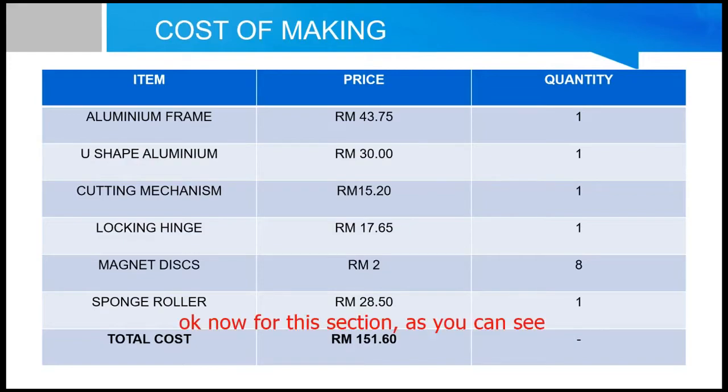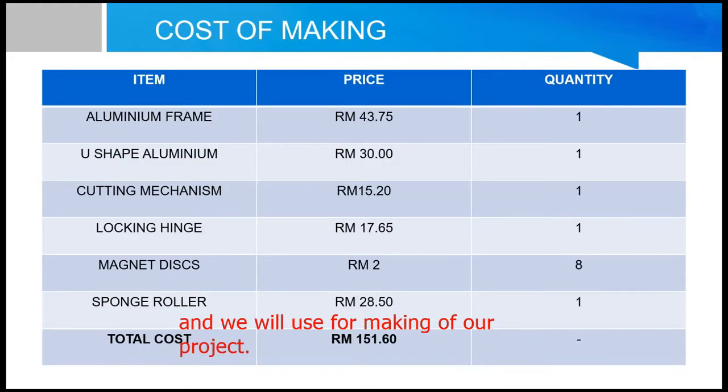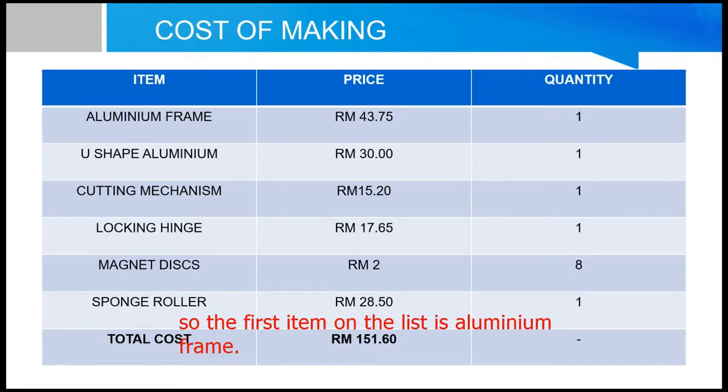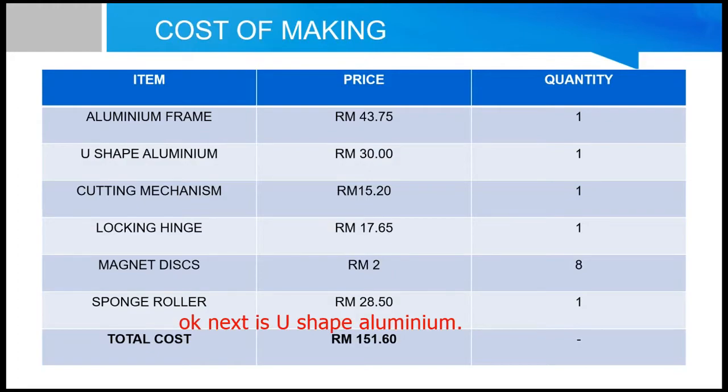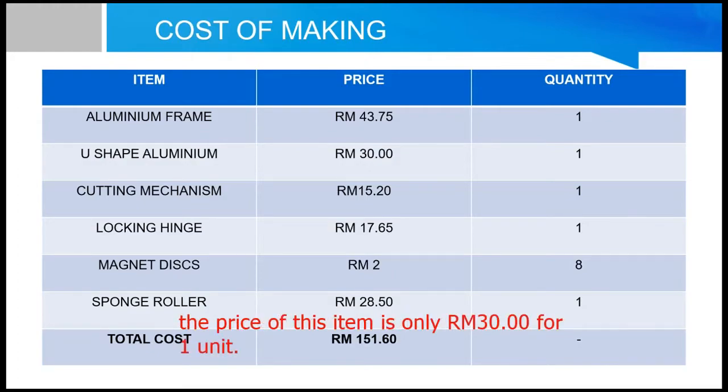Okay, now for this section, as you can see, this is all the listed material that we will buy and we will use for making this project. So the first item on the list is the aluminium frame. We will buy only one and the price is only 43 ringgit and 75 cents. Next is U-shaped aluminium. The price of this item is only 30 ringgit for one unit.